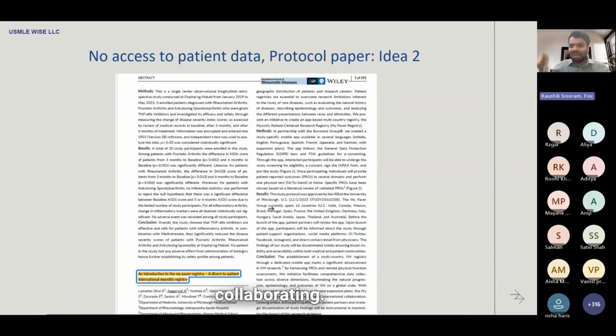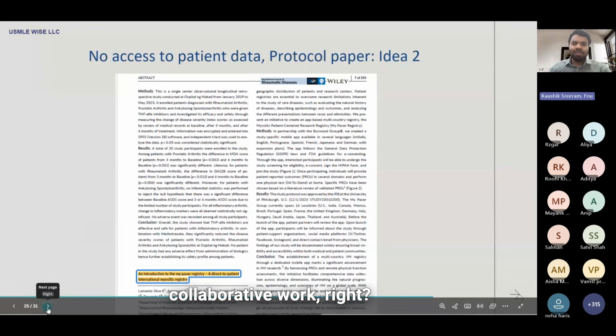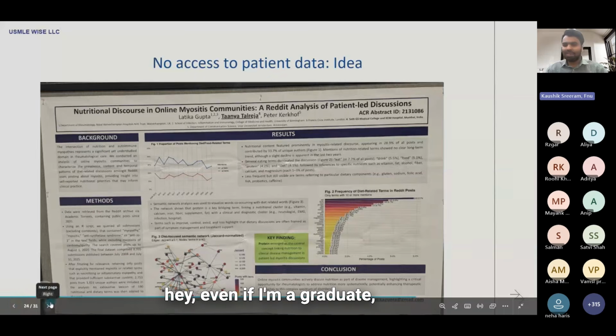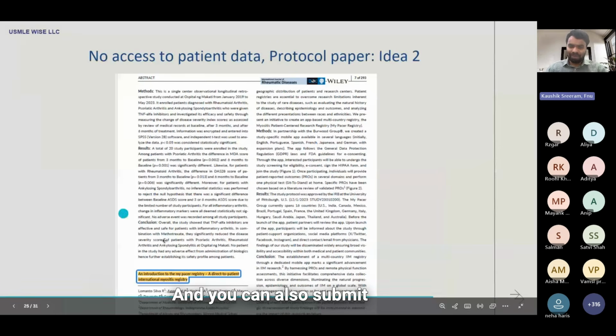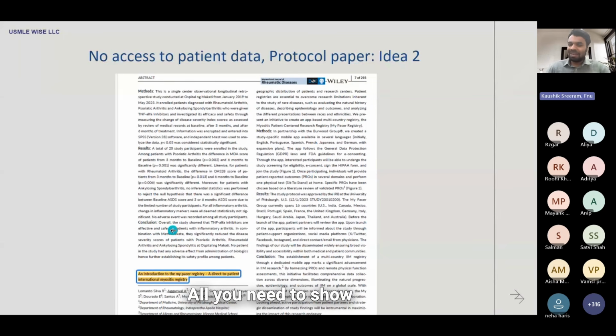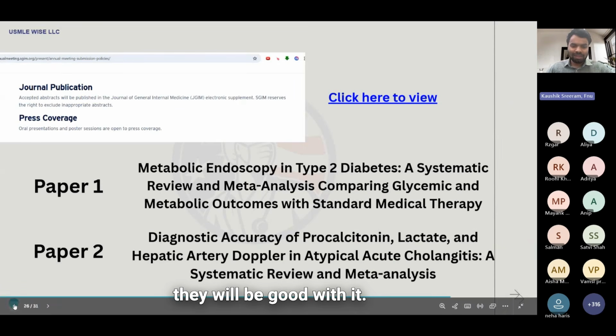I would recommend collaborating. It could be maybe reaching out to us or other people who can help you with the collaborative work, right? So next, this is the insight. I hope that I cleared some myths, that even if I'm a graduate, there are types of work that you can lead, and you can also submit the protocol that we just generated to conferences. All you need is to show some progress, right? So that is something that I can tell you, and they will be good with it.